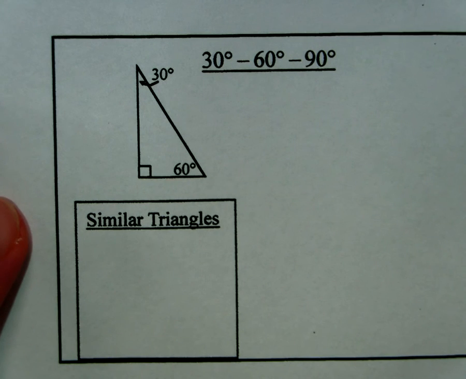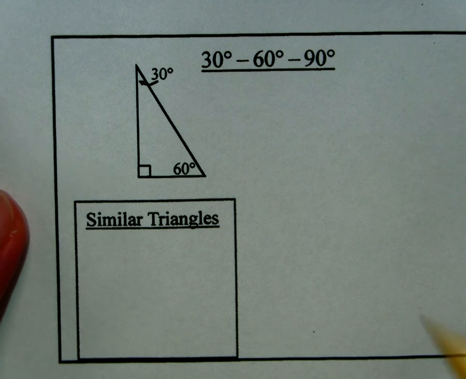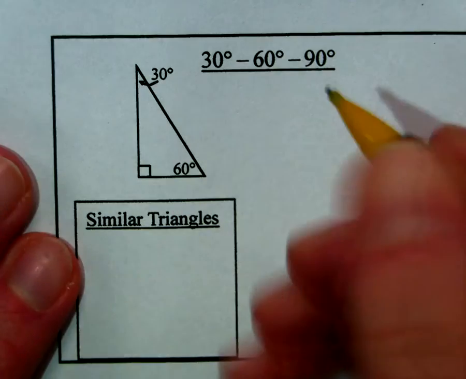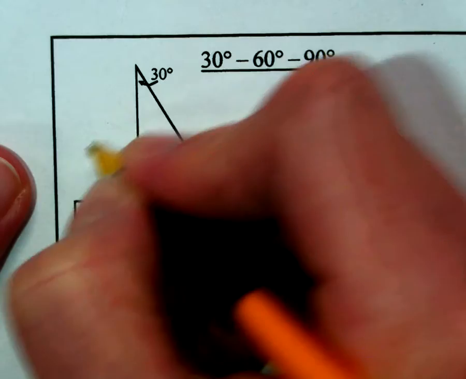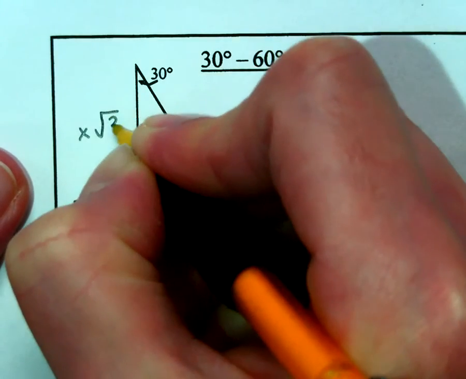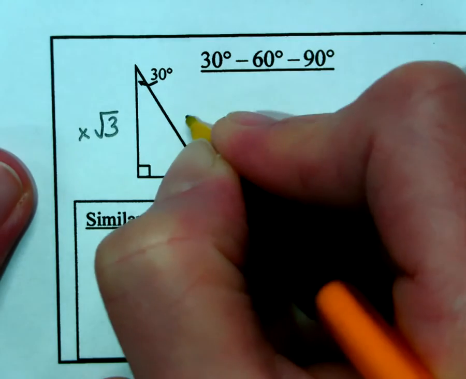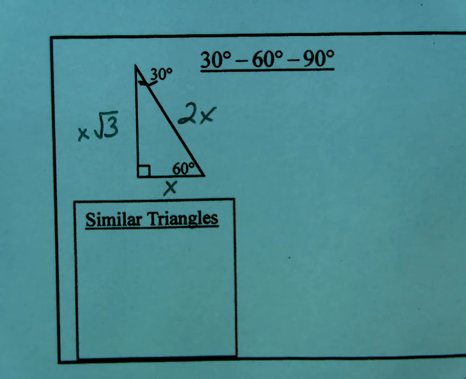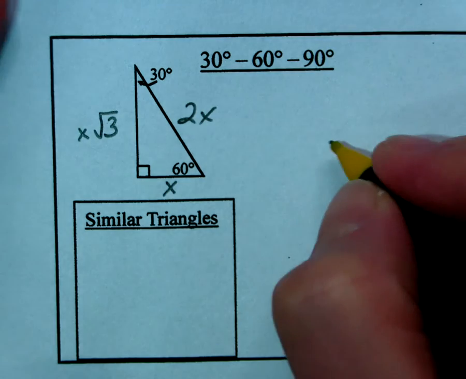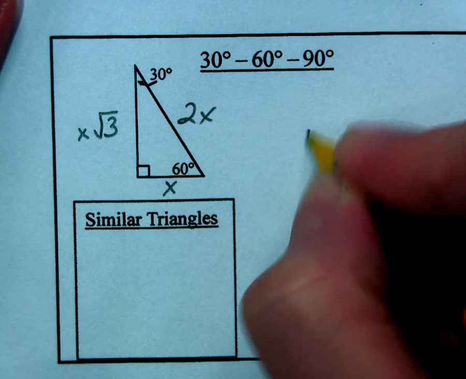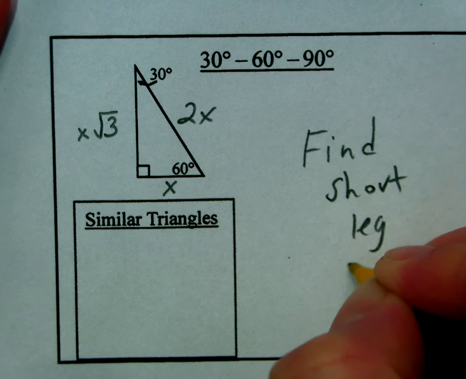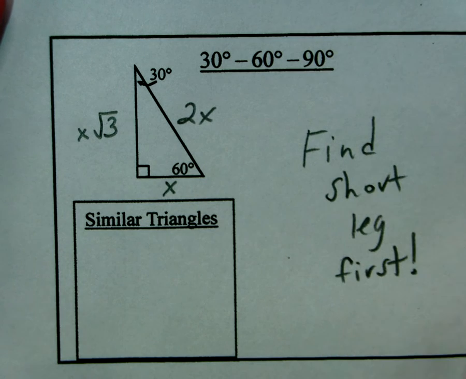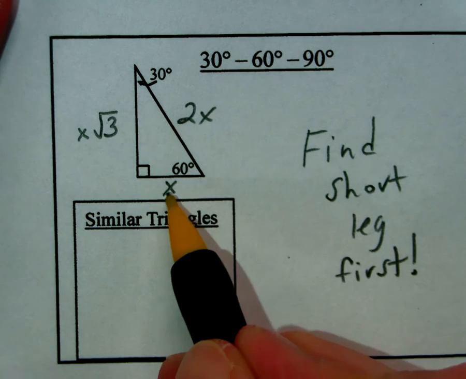Okay, so on the next triangle, we're going to mark the sides generically using x's. So I'm going to put x for the short leg, x square root of 3 for the long leg, and then 2x for the hypotenuse. And when we're solving these, there's a general rule that you always want to find the short leg first because everything hinges from the shortest side.